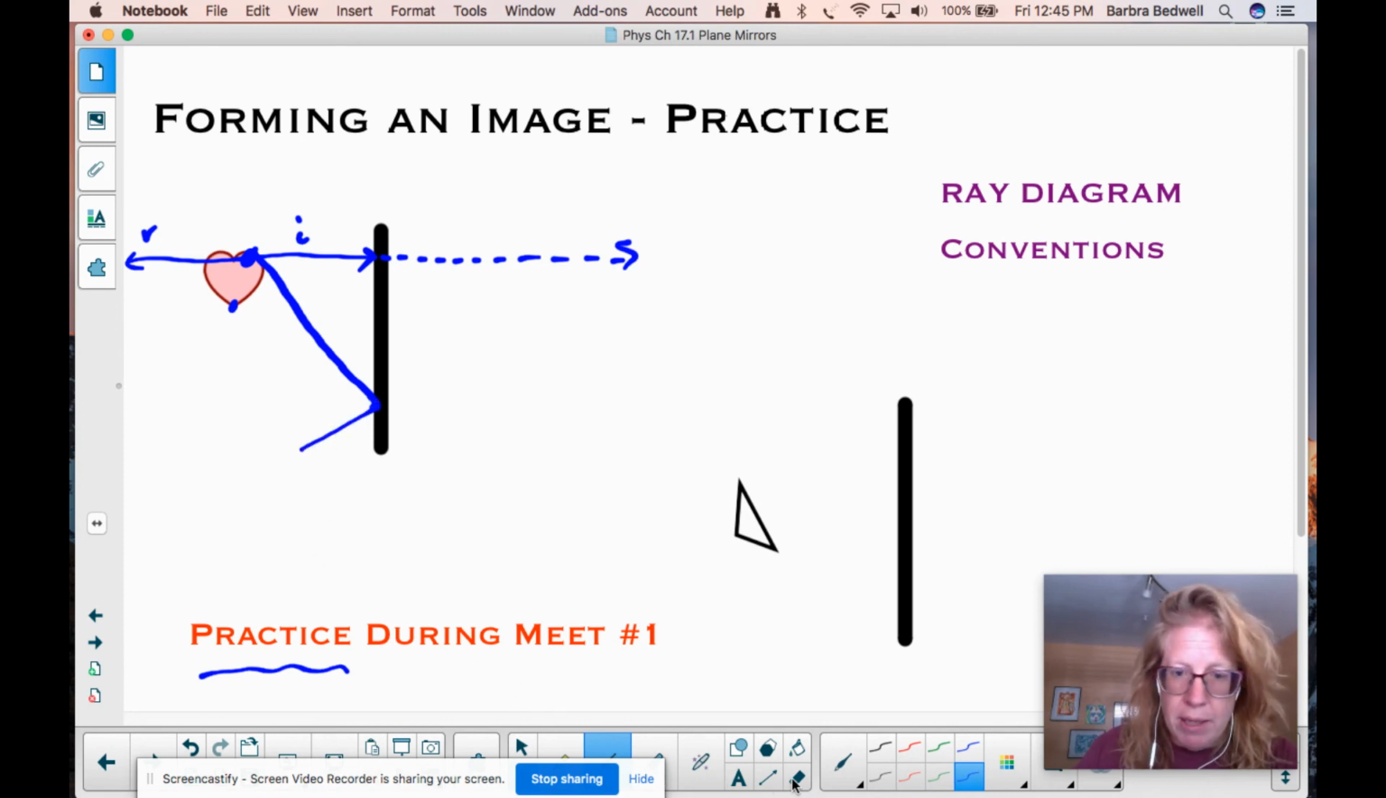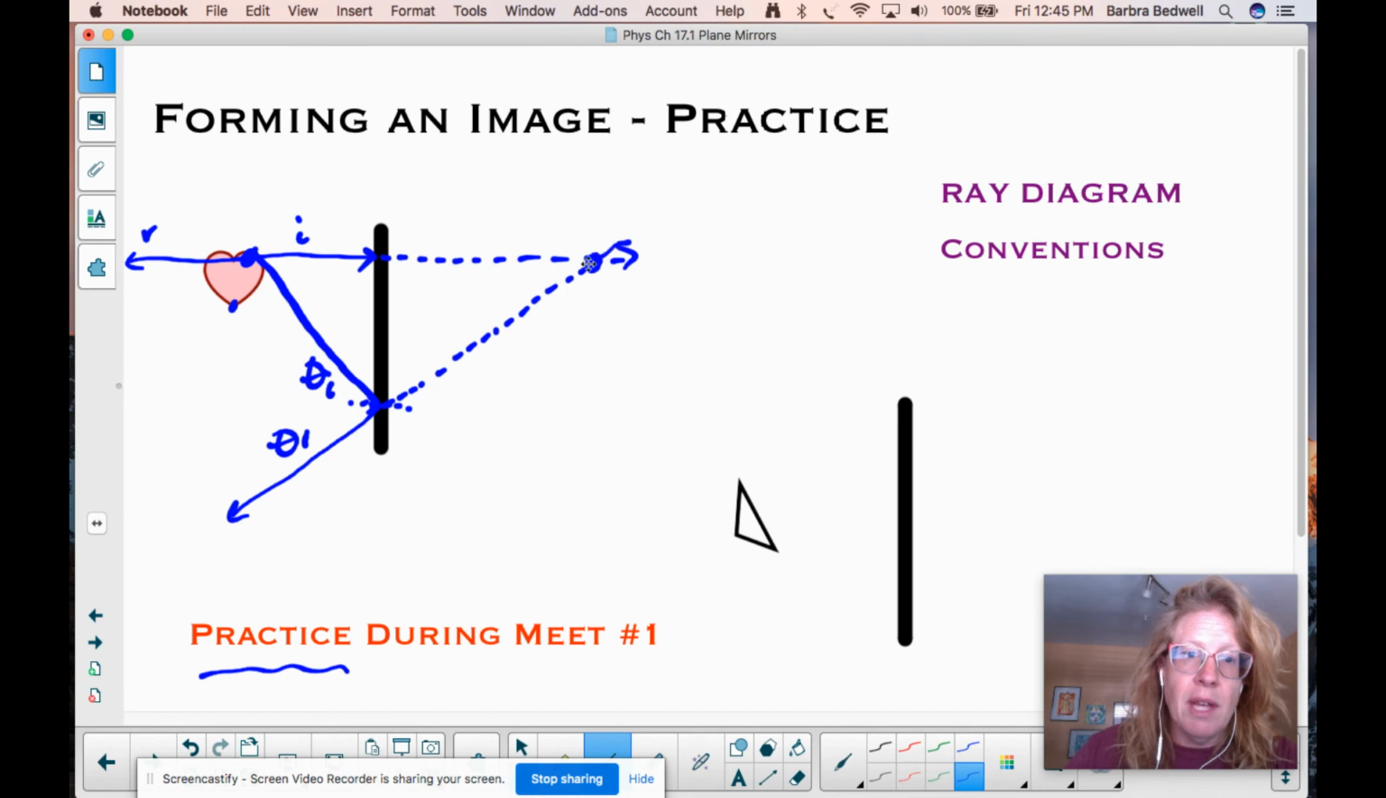And then you're going to have your reflected ray. Again, you're going to construct your imaginary little normal line. Your reflected angle should be equal to your incoming angle, your incident angle, right? So you're going to try to make those 2 equal. And then your reflected ray is extended into the virtual zone here. And it's going to be, again, in a straight line there. So this is equivalent to that dot right there. That's where that image is going to form.